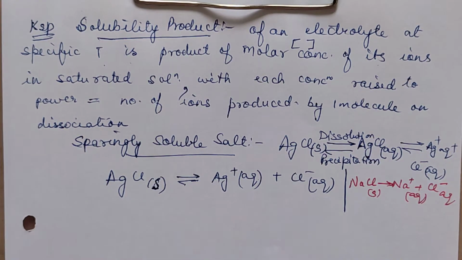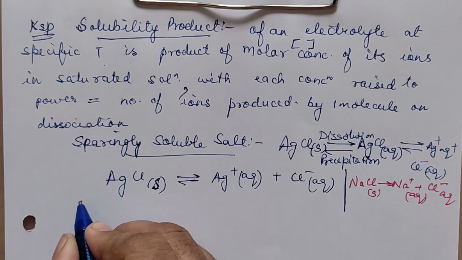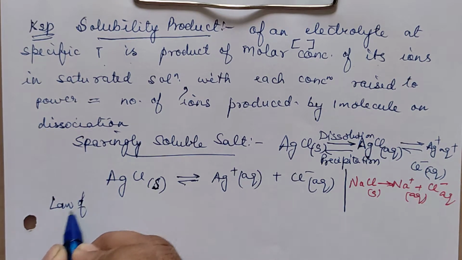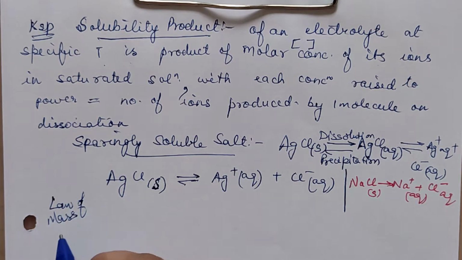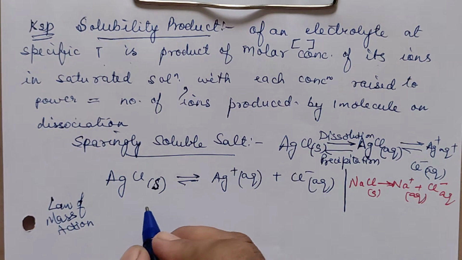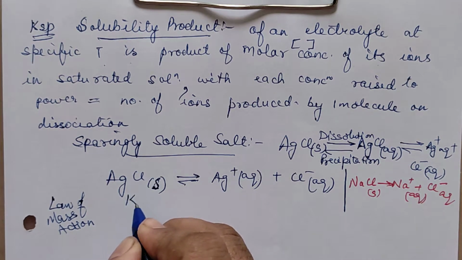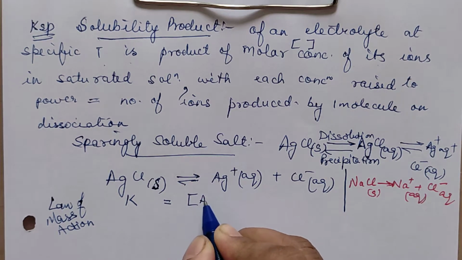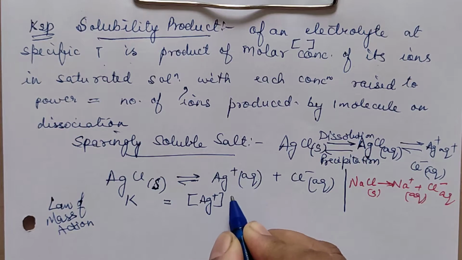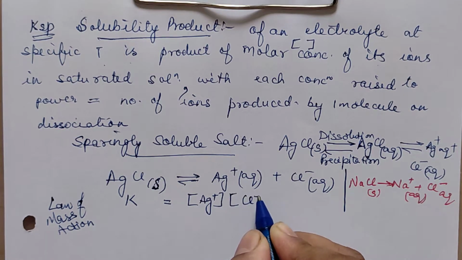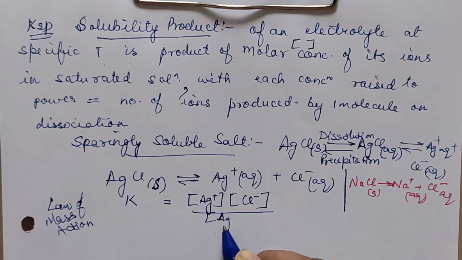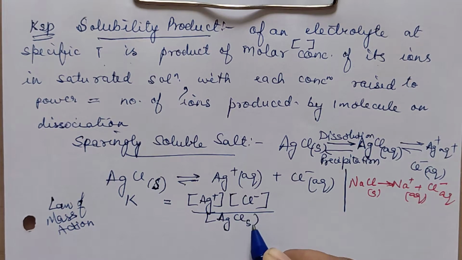So now because it is reversible, we can apply the law of mass action. Let's apply the law of mass action. When we apply it to this, what will we write? K, the equilibrium constant, is equal to the Ag plus ion molar concentration times the Cl minus concentration, divided by AgCl solid.